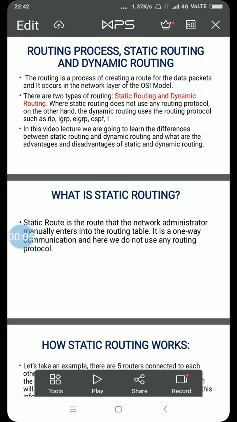Hello dear students, here we have yet another video of chapter 5 and it is going to deal with the routing process. First of all, I will let you know what is the routing process in computer networks. Then after, we will see the classification of the routing process. First one is the static routing and the second one is the dynamic routing. So let us start with the basic definition of routing.